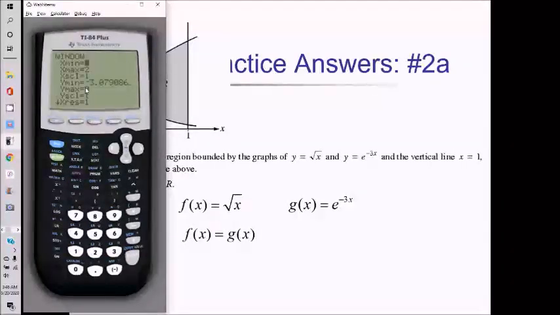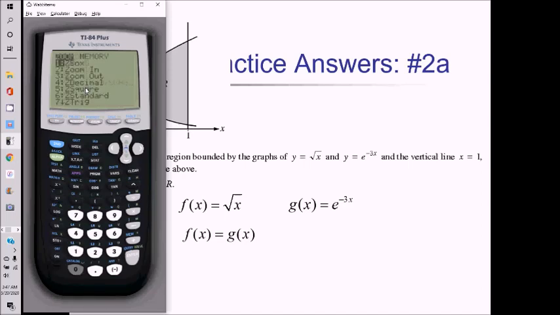Now let me go to window then. So I've got an x min of 0, x max of 1, and we'll do zoom 0, zoom fit, to get the perfect window on what's going on here. So there's my exponential. Actually, that was my square root. This is my exponential coming down.